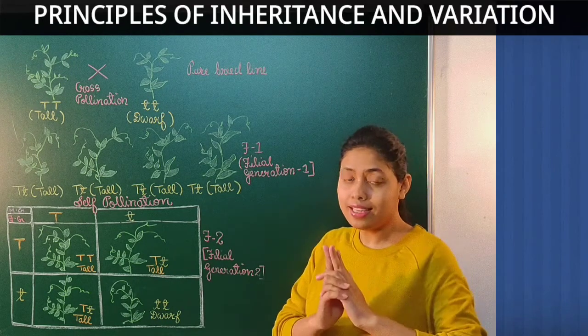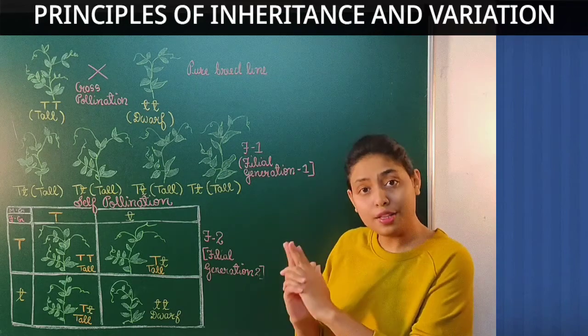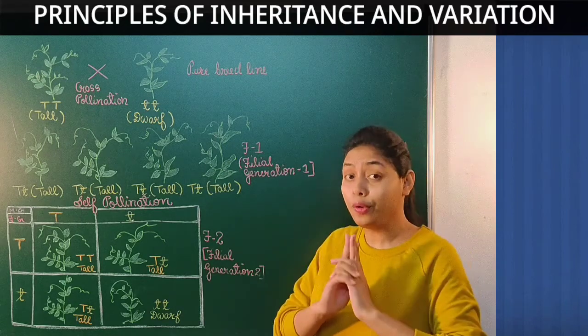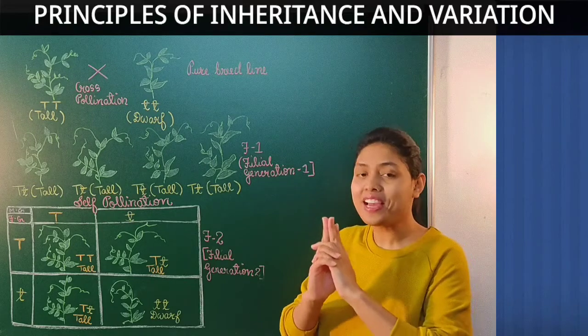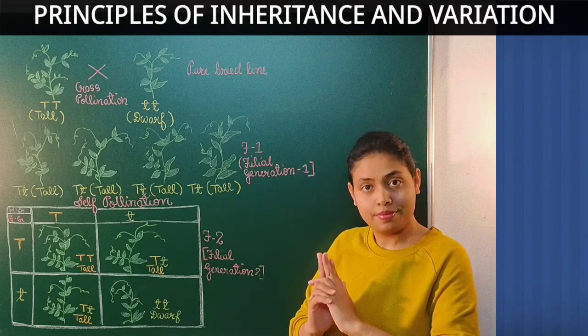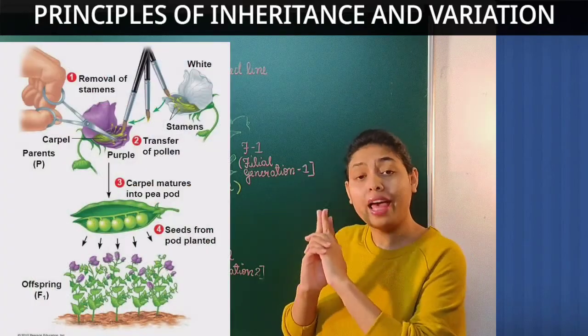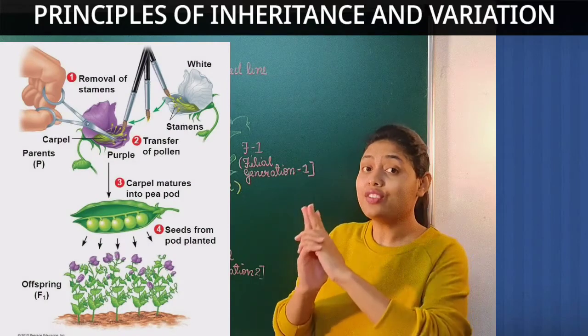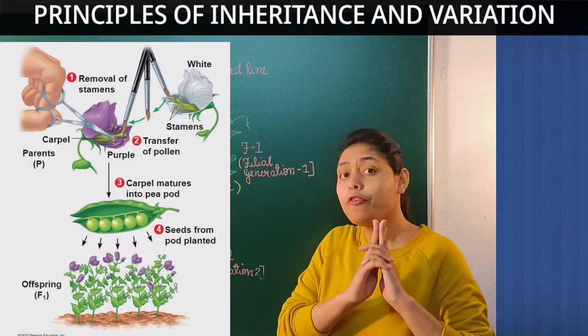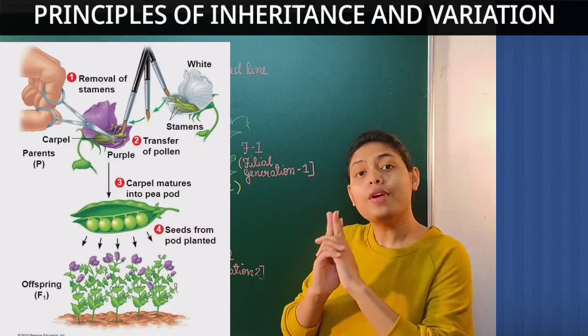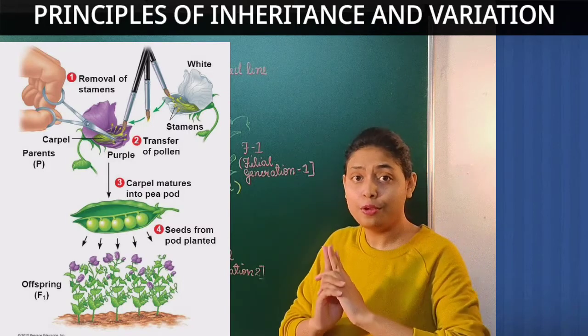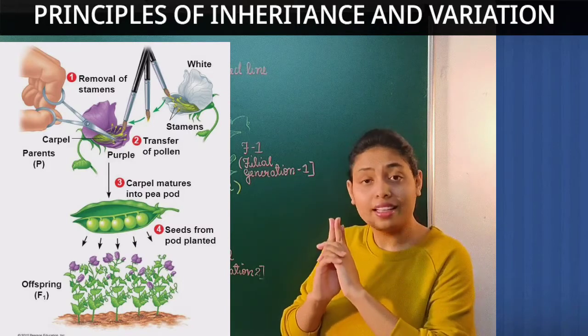Mendel now conducted an artificial hybridization, which is similar to cross-pollination but is controlled by humans. He took the pollen from the anther of a flower and transferred it to the stigma of another flower. To prevent self-pollination, he removed the anther by emasculation.